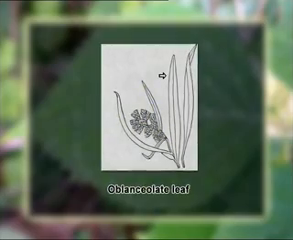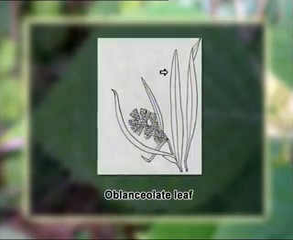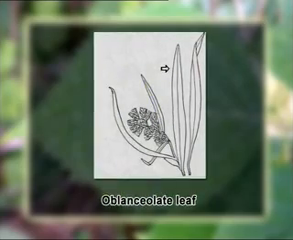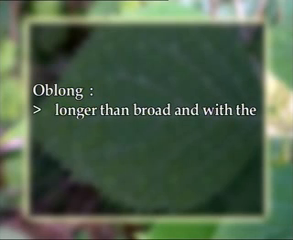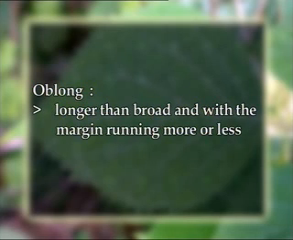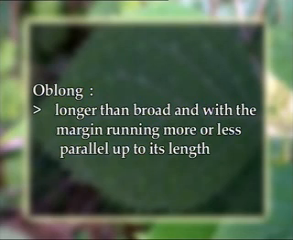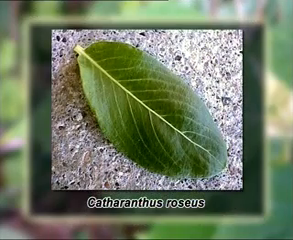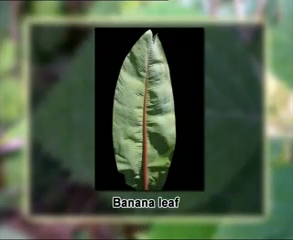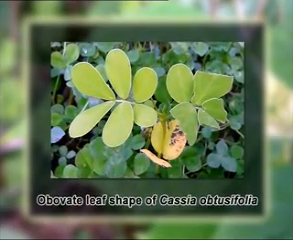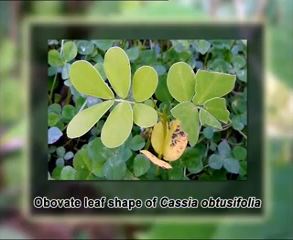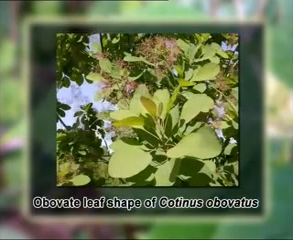Then oblanceolate, opposite of lanceolate. A leaf broader at the distal third than at the middle and tapering towards the base. For example, Nephelium. Then oblong, longer than broad and with the margin running more or less parallel up to its length. For example, Catharanthus roseus, banana. Obovate, reverse of ovate, the apical half broader than the basal. For example, Acacia obtusifolia leaflet, Cotinus obovatus.